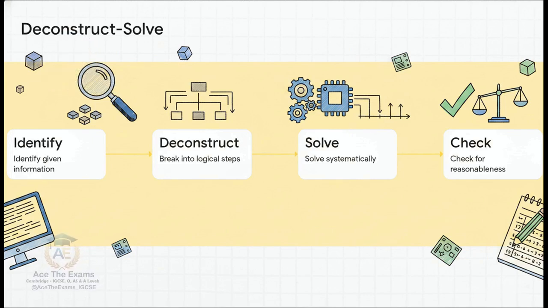For instance, if you are tracing a program that uses an INC command followed by a CMP command, you do not just jump to the final register value in your head. No way. You write down the register value after step 1, then update it for step 2, and so on. You have to show the examiner your brain working on the paper.